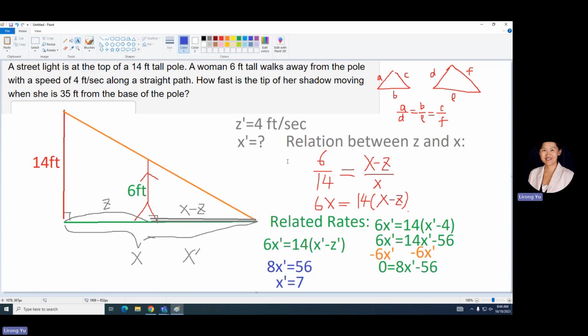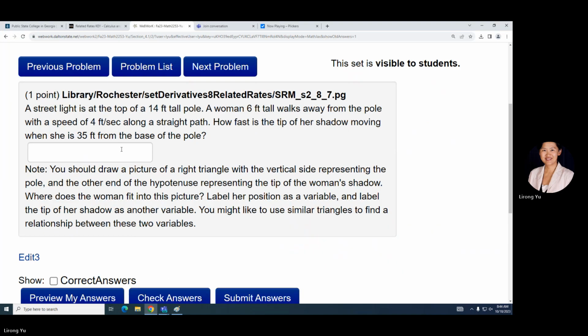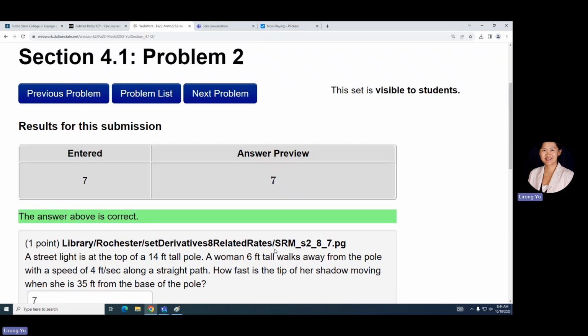Let's say the answer is right. Sometimes the additional information is extra. I wonder if I have to put in the unit. So let me just put in 7.